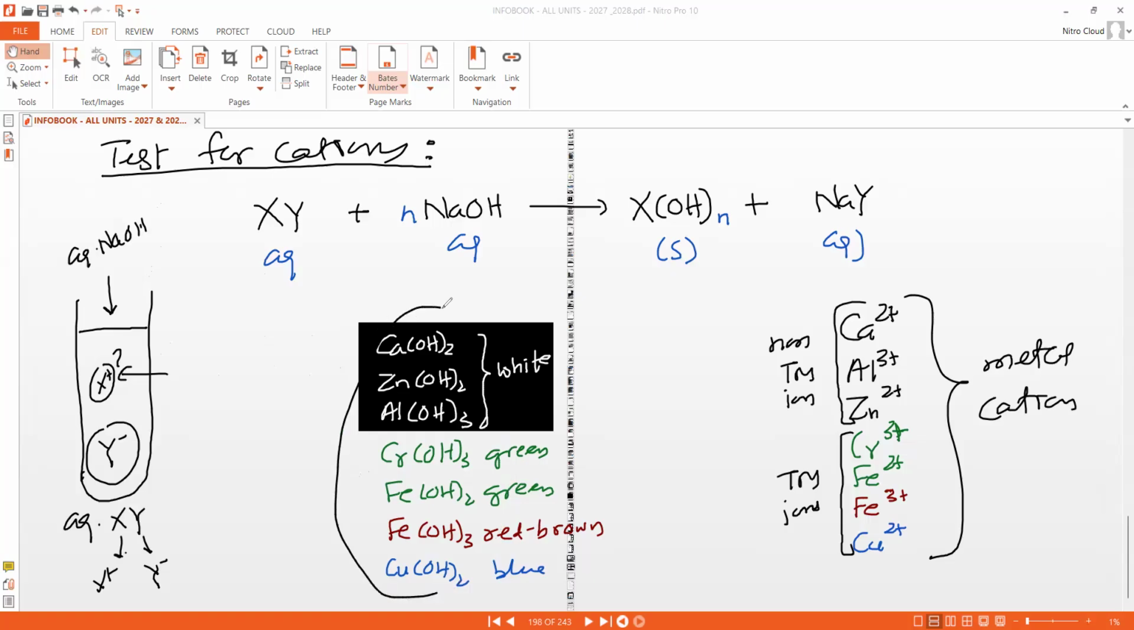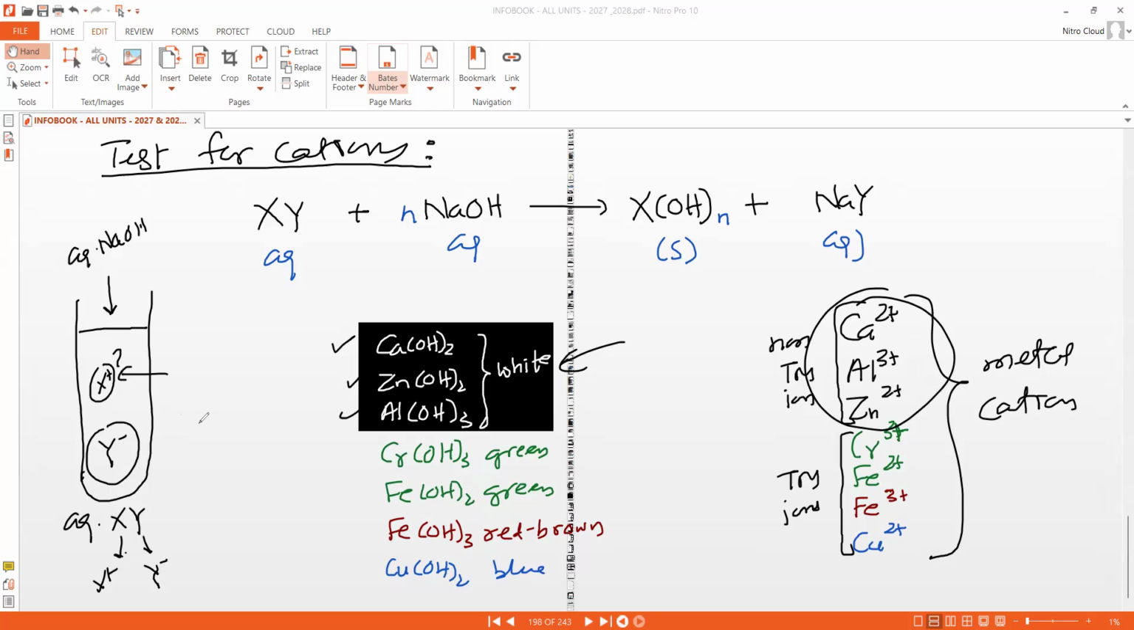One thing you should know is that all these metal hydroxides are insoluble in water. Hence, they will form a solid precipitate in the reaction. Now, you should just watch the color of the precipitate, because if any of the non-transition metal ions is present, then the precipitate will be calcium hydroxide, zinc hydroxide, or aluminum hydroxide, which is white in color. So if I see a white precipitate, I understand that Ca2+, Al3+, or Zn2+ is present here.